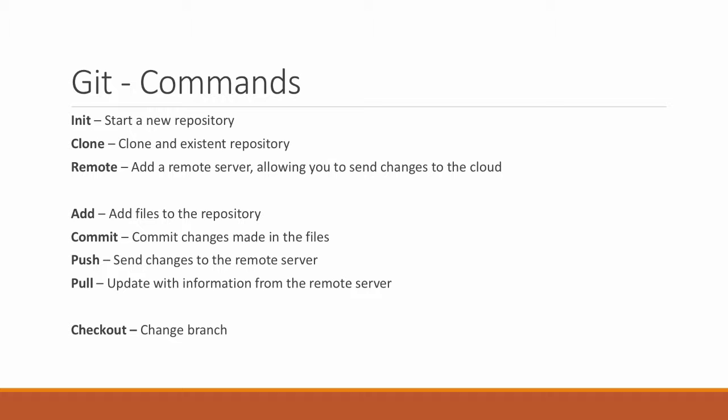So let's suppose that you are in a team and some other person changed the code. To receive these changes, you have to pull the code from the server. And checkout is to create and change branches. So if I am working in version 1 and I decide now to work in version 2, I can use checkout to change to the version 2 branch. So let's just go over GitHub really quickly and see how it works.